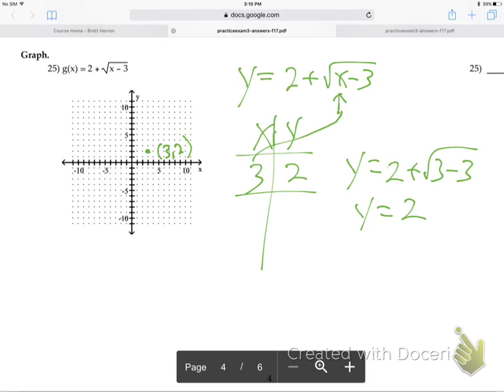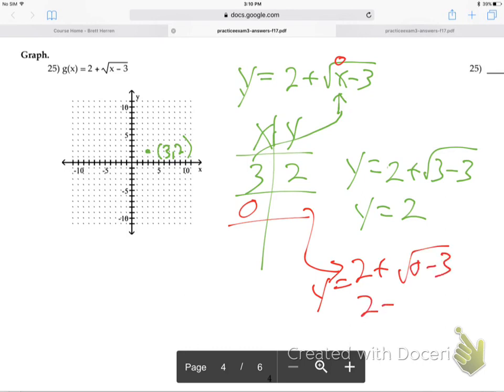Now, if that's not enough information, you can do some more points. What if I put in 0 for x? What would I get? 0 minus 3. y equals 2 plus the square root of 0 minus 3. 2 plus the square root of negative 3. What's that? That's a no. You can't take the square root of a negative number. That's imaginary. It's not real.